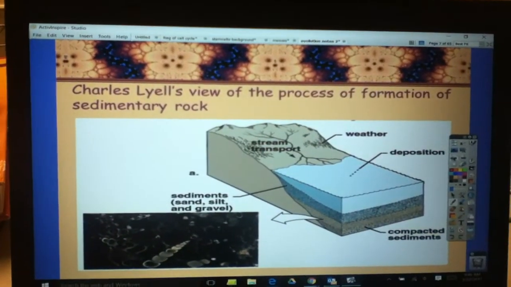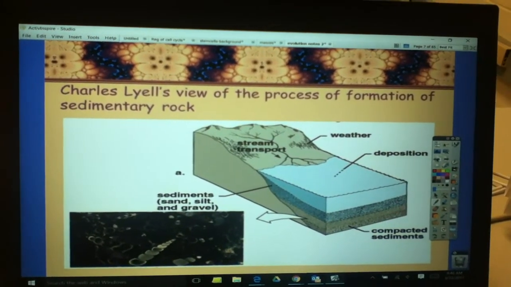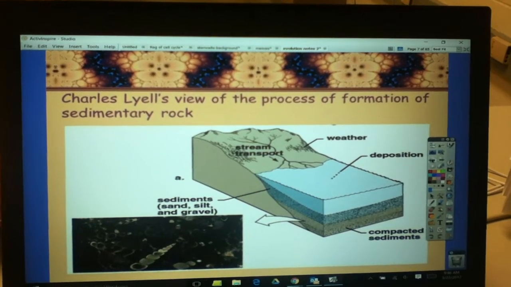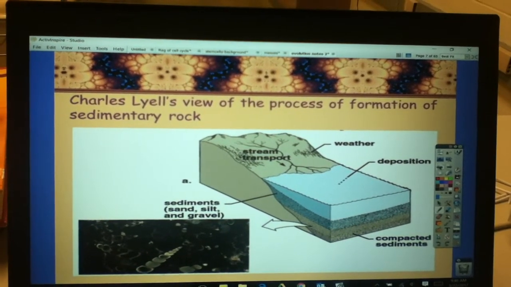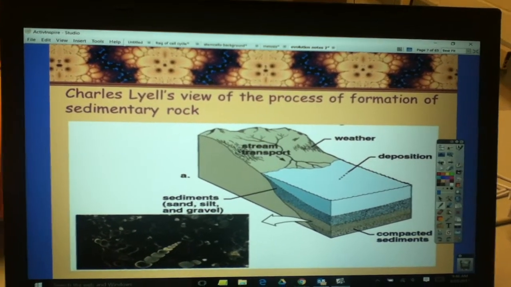And fossils found in the lower levels of the sedimentary rock are much older than fossils found in higher levels. And many of those fossils in the lower levels are extinct. They come from extinct organisms.